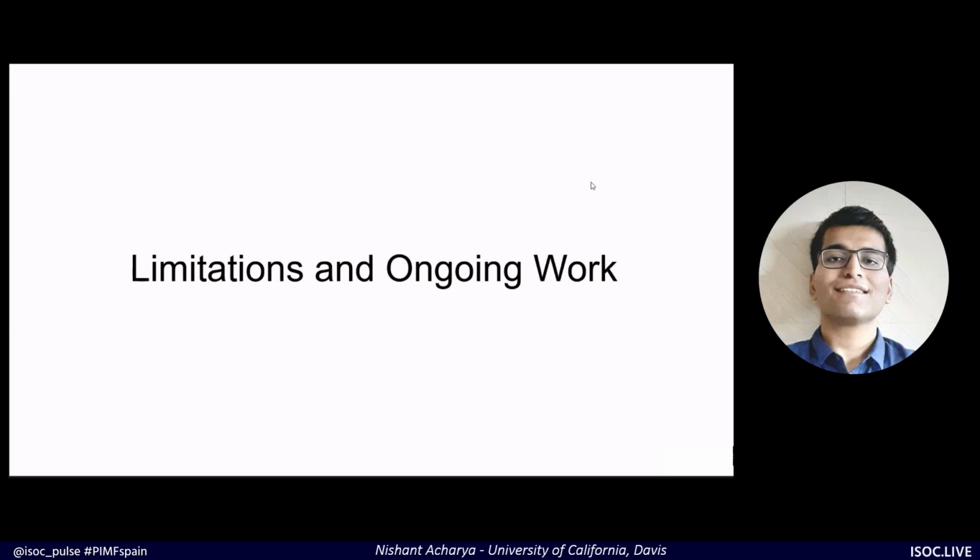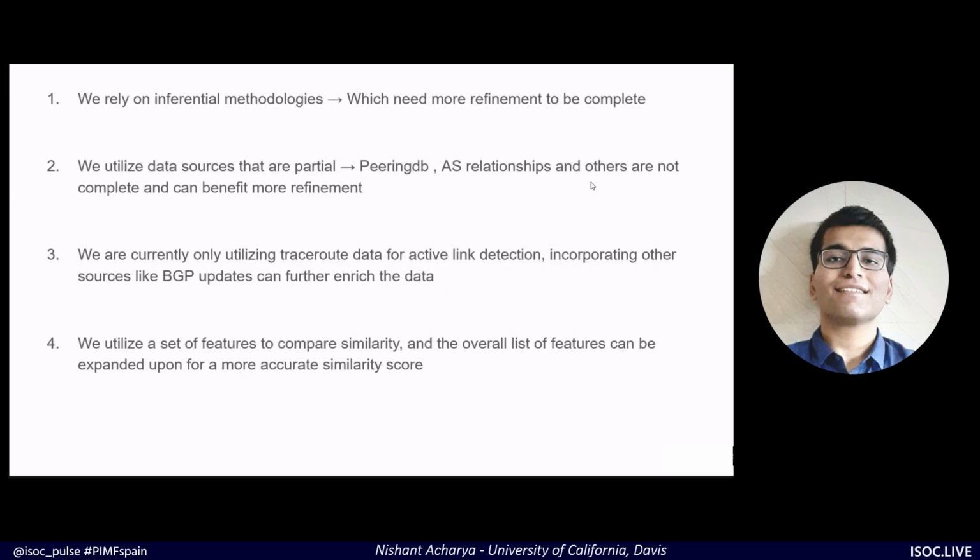Now, finally, I also want to discuss the limitations and ongoing work. As I mentioned, our work revolves around a lot of inferential methodologies, and it is important to identify and highlight where things can be going wrong or where things can be improved. The first thing is that we rely on inferential methodologies, which are inherently fuzzy and ideally can use a bit more refinement overall. For example, we are using a simplified version of Metacritic to make things scalable, but that also means that our overall assessment is not entirely complete, as seen by only a 14.55% completion rate of the entire IXP topology around the IXP.